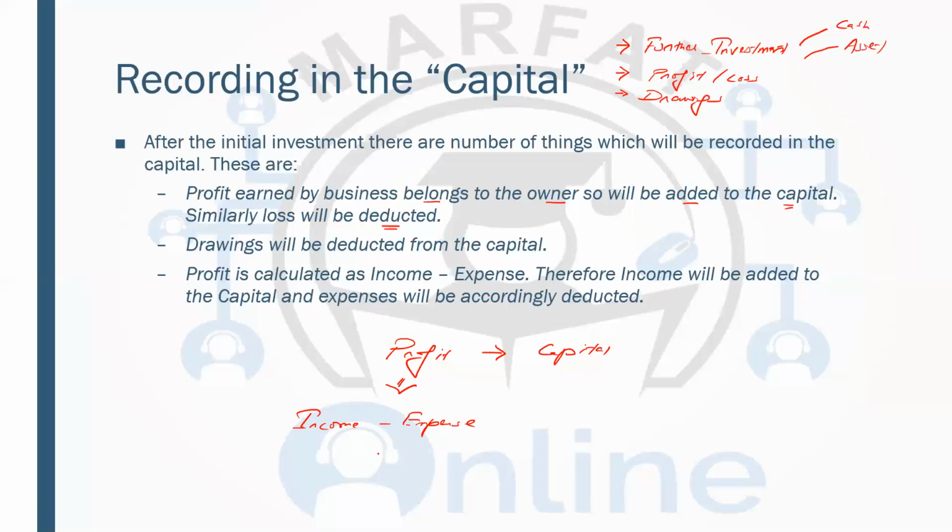So eventually, the income will be added to the capital and expenses are deducted from the capital. Because when you are adding the profit, that means income minus expense. So income is eventually added to the capital and expenses are deducted from the capital. This is the thing you need to understand.